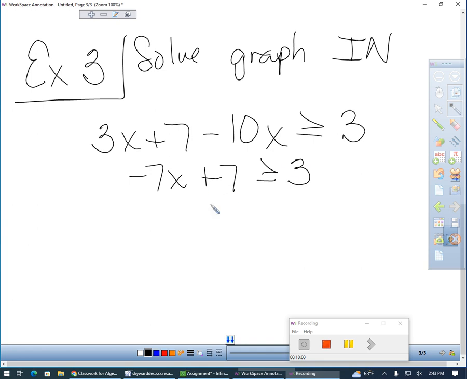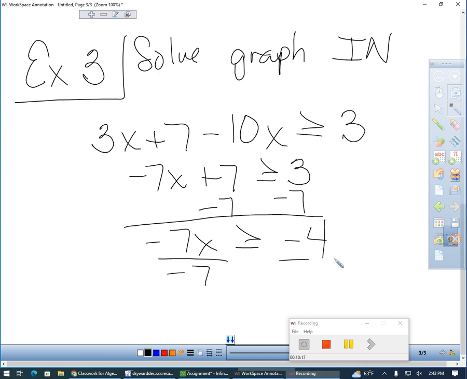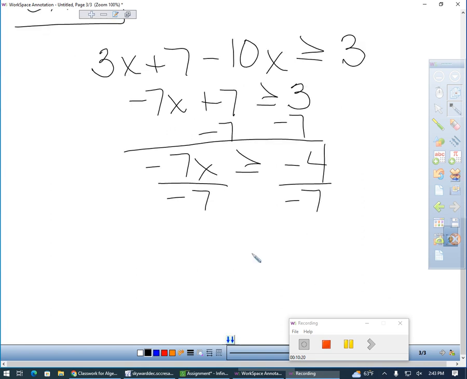Now I need to move my 7 to the other side, so I'm going to subtract my 7. So I have negative 7x is greater than or equal to negative 4. Now we're going to divide by a negative 7, and when we divide by a negative, what awesome thing happens? The sign flips. So this becomes a less than or equal to, and negative 4 over negative 7 is 4 over 7.